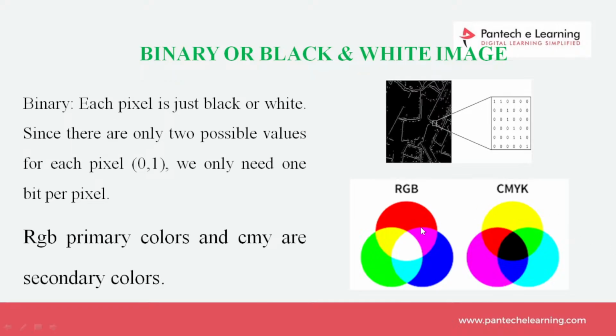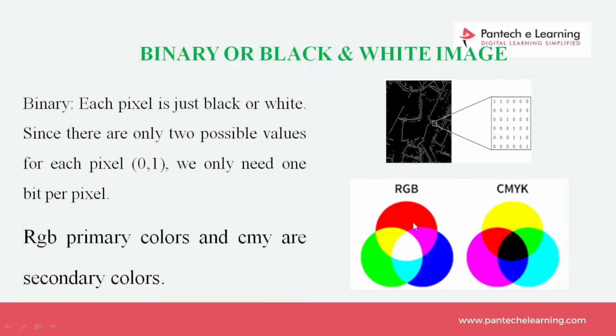You can see, by combining red and blue you are getting magenta color, which is nothing but a pink shade. By combining green and blue you are getting cyan color. By combining red and green you are getting yellow color. So by combining all three colors, RGB, you are getting white color.